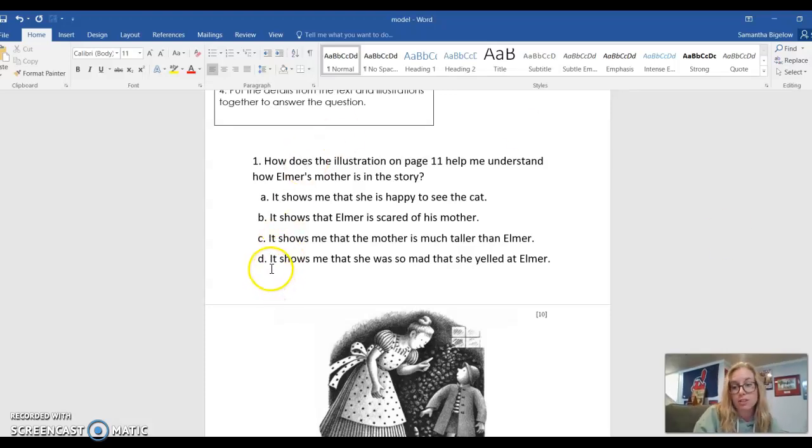So let's go to D just to make sure. It shows me that she was so mad that she yelled at Elmer. I remember reading in the paragraph that she was very upset, and I can tell in this picture that she's yelling at him because she's bending down and pointing her finger. So when you see a question that's asking about an illustration, remember, you have to read the text and look at the picture before you can come up with your answer. Now you're going to get a chance to practice these reading thinking steps in the next 2 questions.